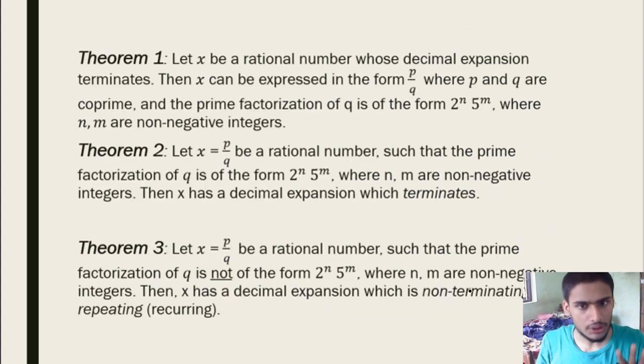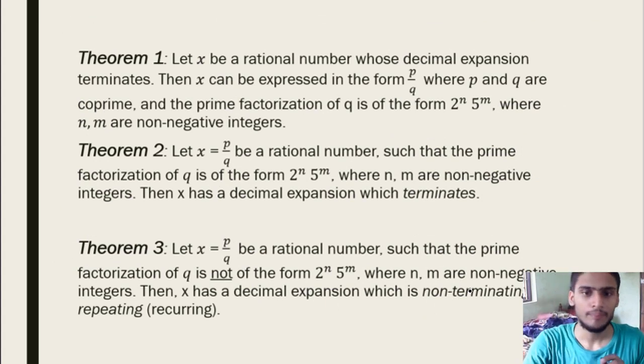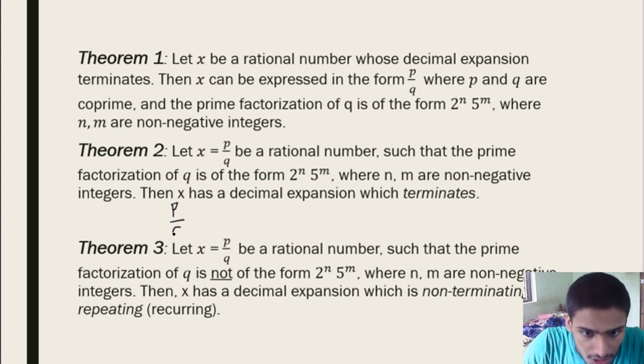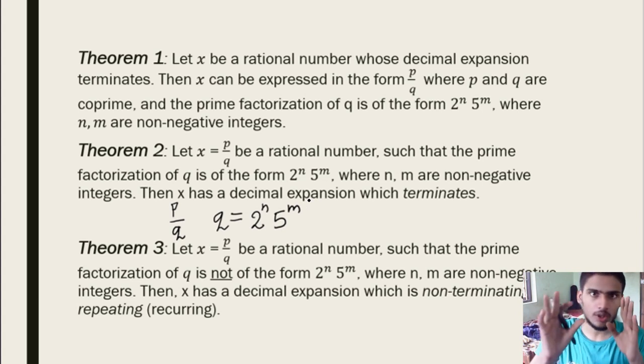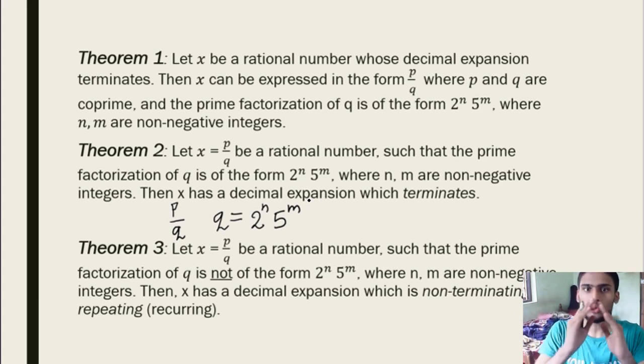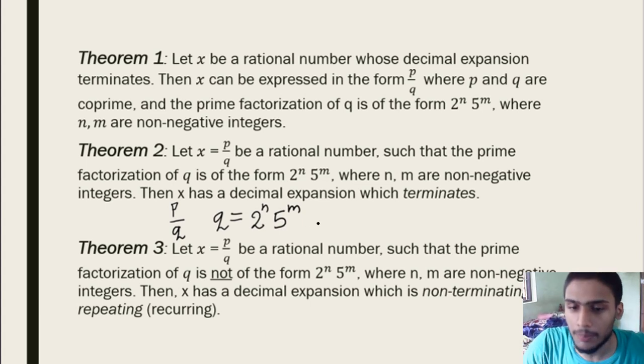Now there are actually 3 theorems in your textbook that describe the exact same thing. The idea is nothing different. You can just read through them and you will understand it very easily. Let's write it down: you have a rational number p by q, and q, the denominator, is of the form 2 raised to n into 5 raised to m. That just means that the denominator can be factorized into a product of only 2 and 5. That is simply what I have described previously.